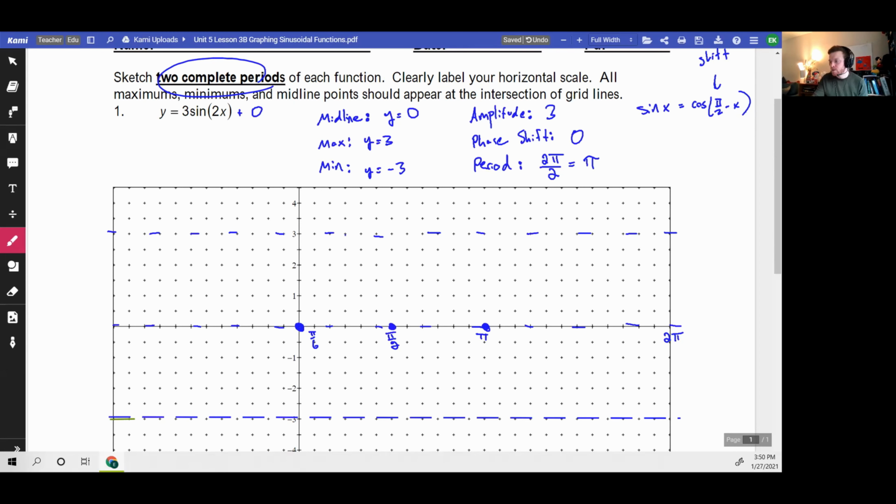And then halfway between those, we're going to get a max. Halfway between those, we're going to get a min. The symmetry is really useful. Right? Halfway between these two values, I'm at 0 again. I have a max there. I have a min there.